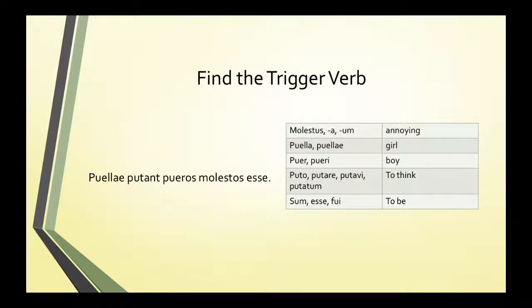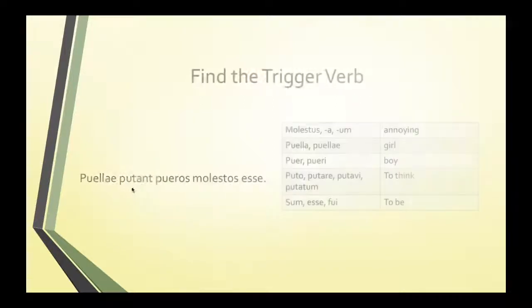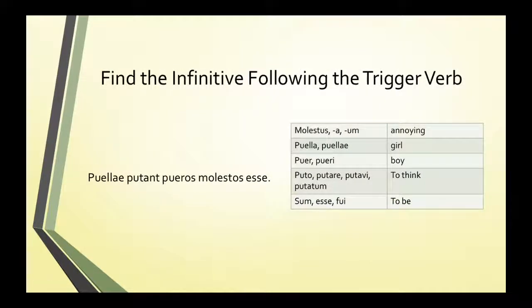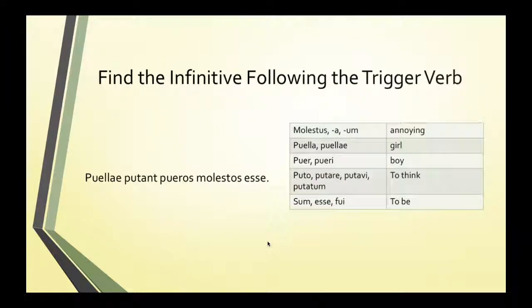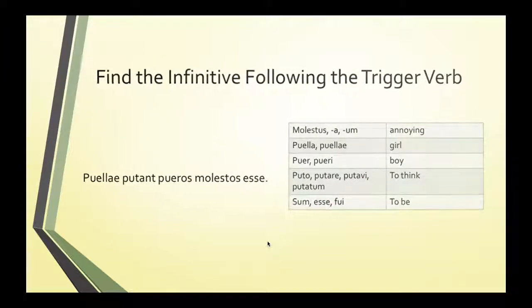Now we are going to examine Latin sentences and determine the various parts of an indirect statement. First, let's see if we can find the trigger verb. You should recognize that putant, which is from puto, putare, putavi, putatum, to think, is the trigger verb. After you find the trigger verb, remember that you want to look for the infinitive that follows the trigger verb. Hopefully you noticed esse, which is the present active infinitive of sum, esse, fui, is the infinitive following our trigger verb and the verb of the indirect statement.